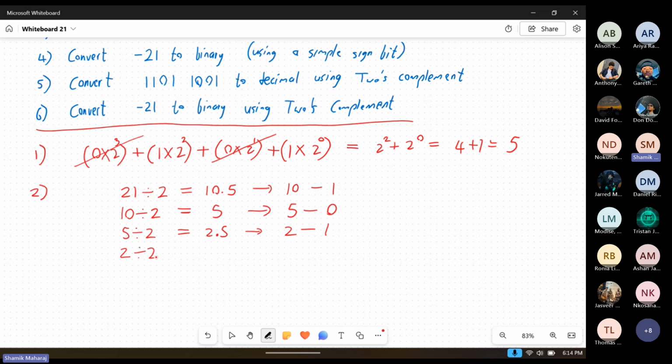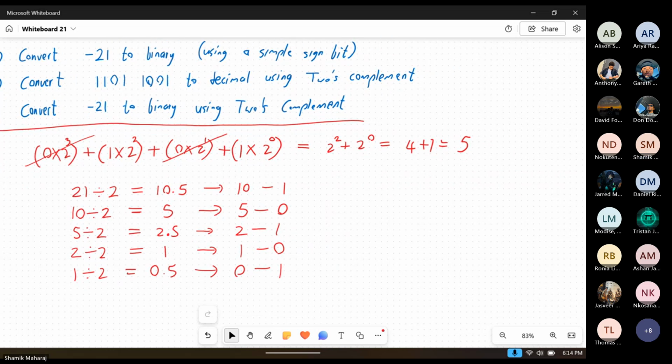2 divided by 2. That gives me just 1. And there's clearly no remainder here, so we write that as 1 remainder 0. Okay, the new number is 1. So 1 divided by 2 gives me 0, 0.5. That is 0 with a remainder 1. Now remember, once we hit 0, that's when we stop. All right, so we've hit 0 here, so we can stop.